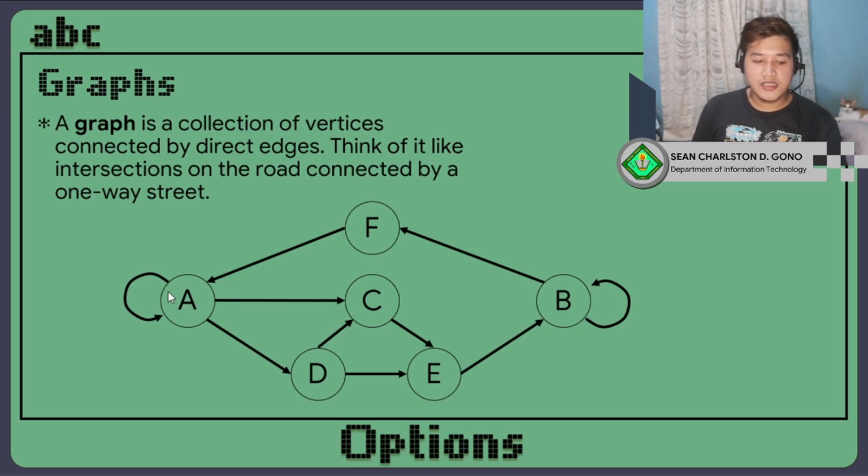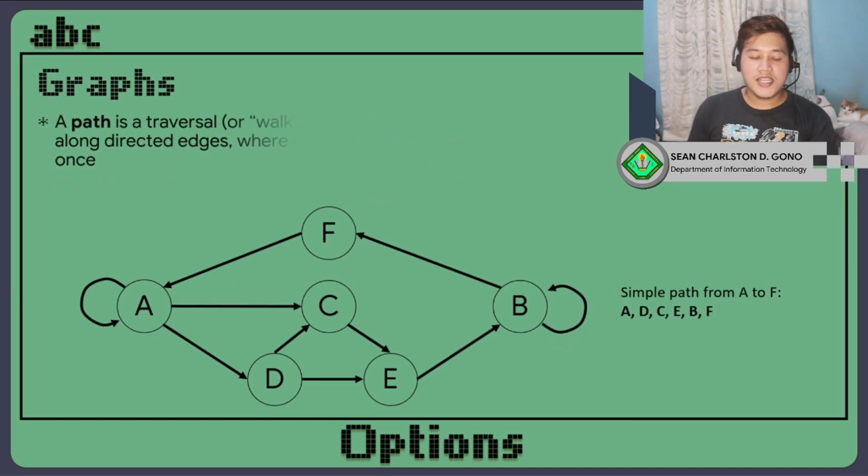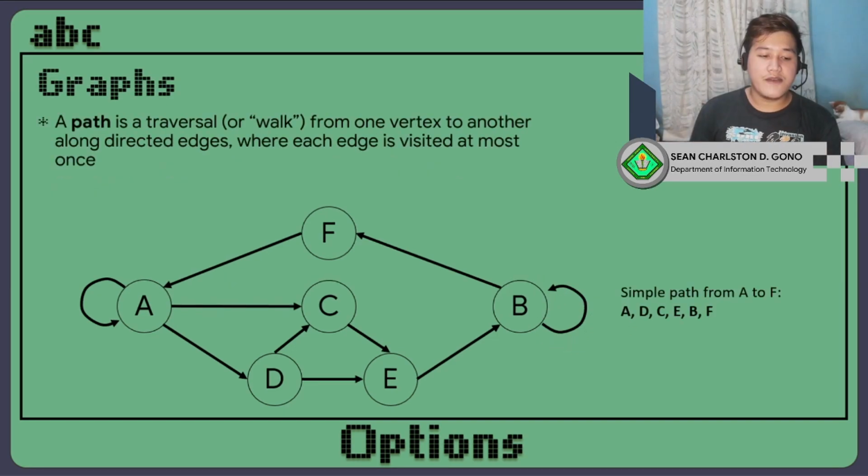So like this one, A will go back to A again, and B will go back to B again. So let's talk about paths. A path is a traversal or walk from one vertex to another along directed edges when each edge is visited at most once. So the aim here in a path is to go from every single vertex from one point to the next. So let's say, for example, a simple path from A to F.